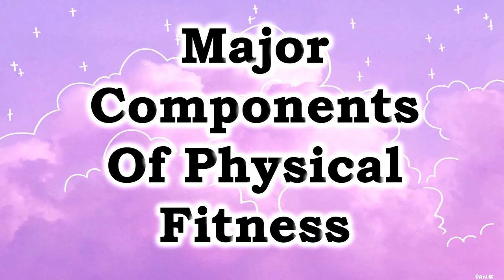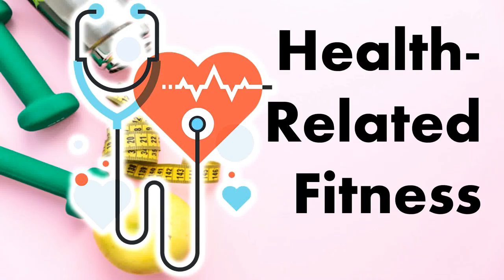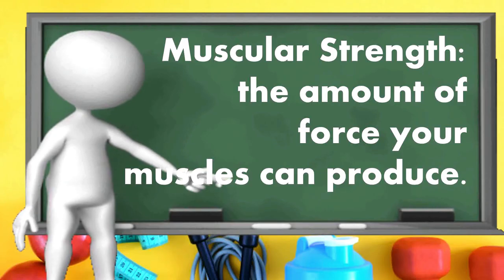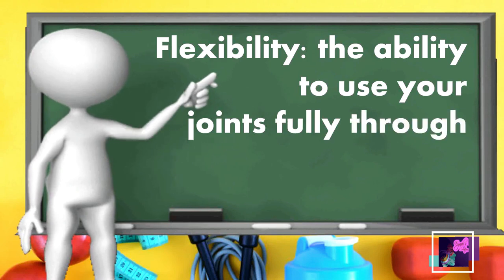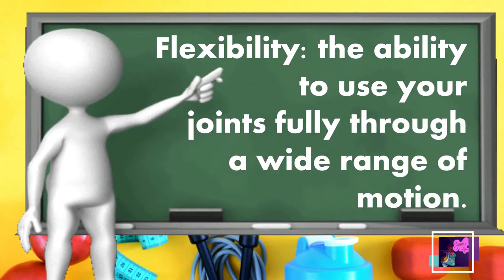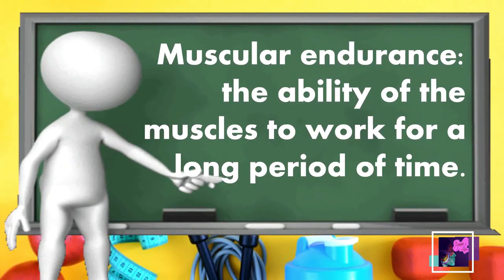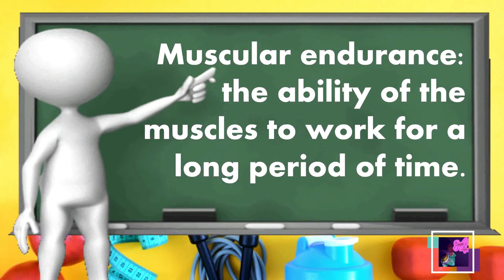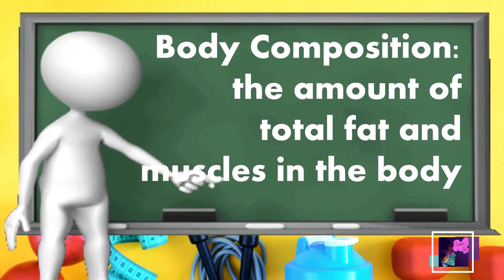Components of physical fitness. Starting with the health-related fitness. Health-related fitness includes the following: muscular strength, the amount of force your muscles can produce. Flexibility, on the other hand, is the ability to use your joints fully through a wide range of motion. Muscular endurance is the ability of the muscle to work for a long period of time. Body composition is the amount of the total fat and muscles in the body.